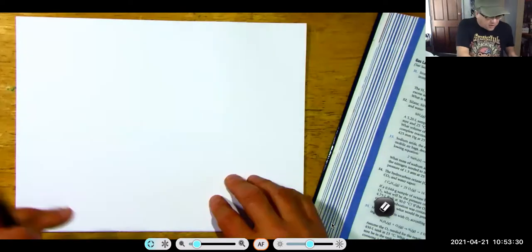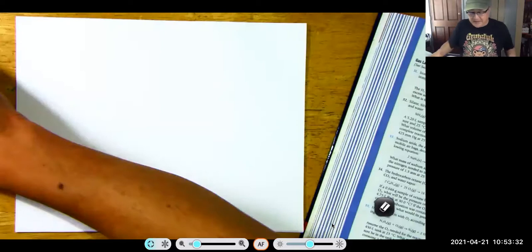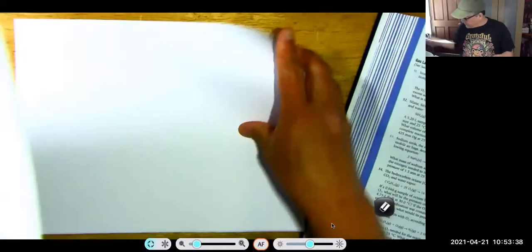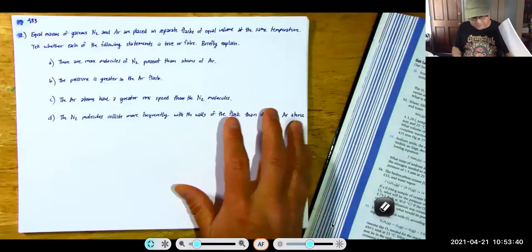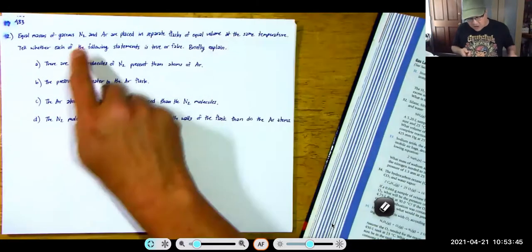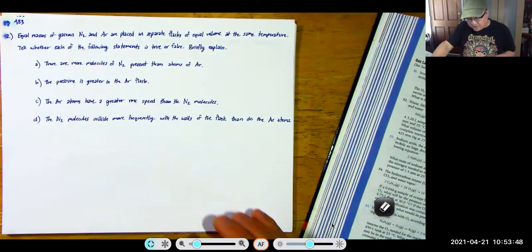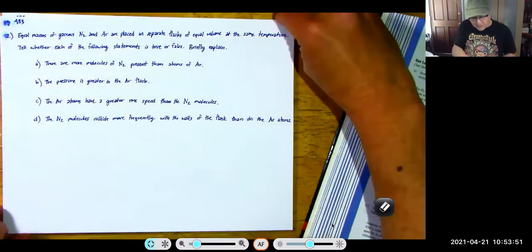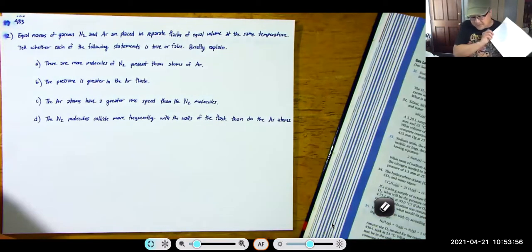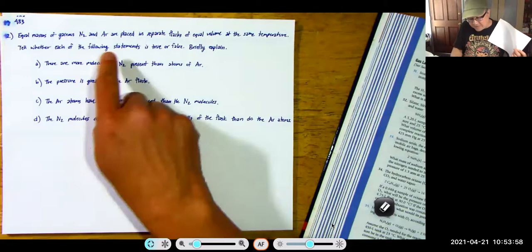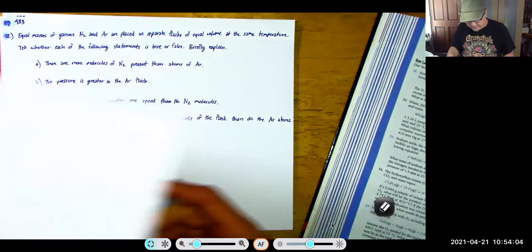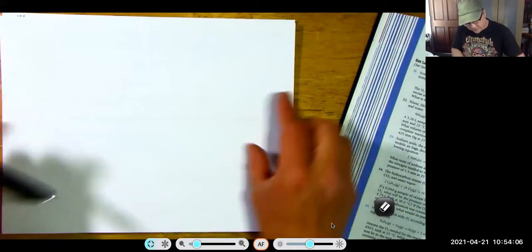Okay, so let's take a look at some problems dealing with the kinetic molecular theory of gases. So here's number 42. Equal masses of gaseous nitrogen and argon are placed in separate flasks of equal volume at the same temp. Tell whether each of the following statements is true or false. So let's draw two separate flasks of equal volume at the same temp with nitrogen and argon in it.